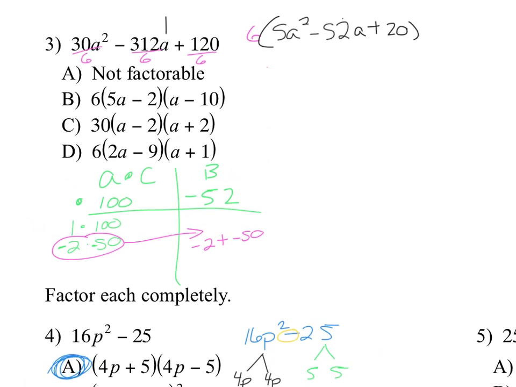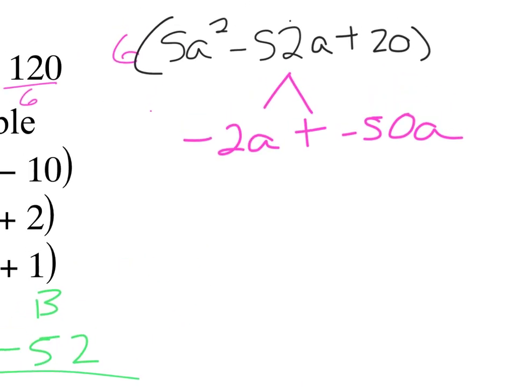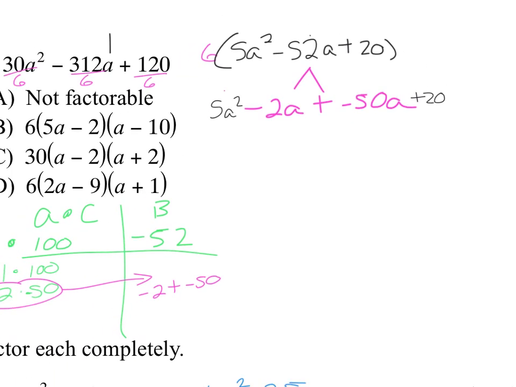Okay, so now that we have found those two factors, the whole point of finding those two numbers was that now we're going to take that middle term and split it in two, so that now it's going to be negative 2A plus negative 50A. And then I'm going to bring the other terms down to go with it. Does it make sense what I just did there? I know I just kind of did that fast. Did that make sense why we did that?